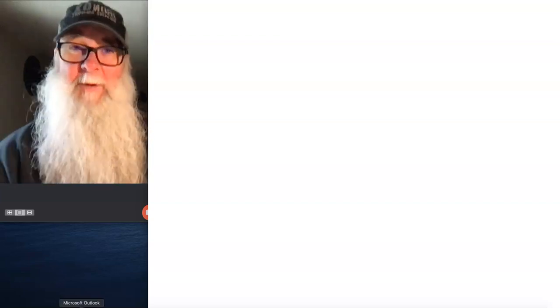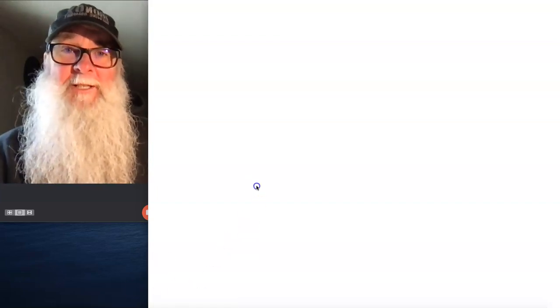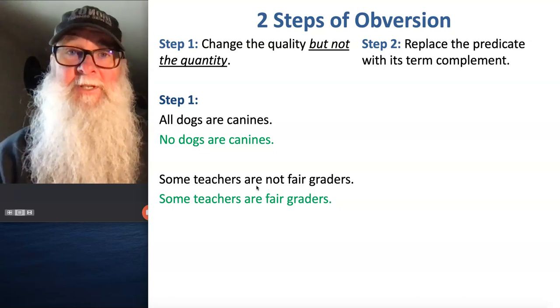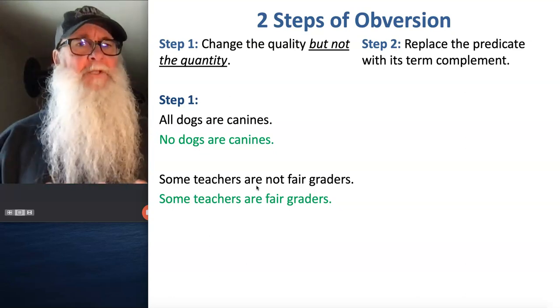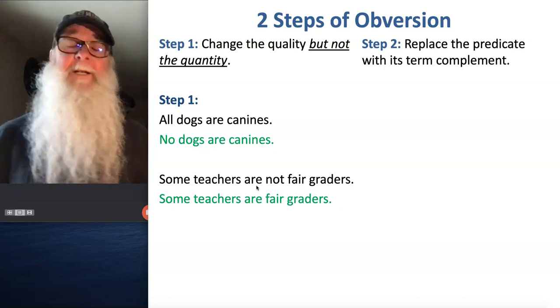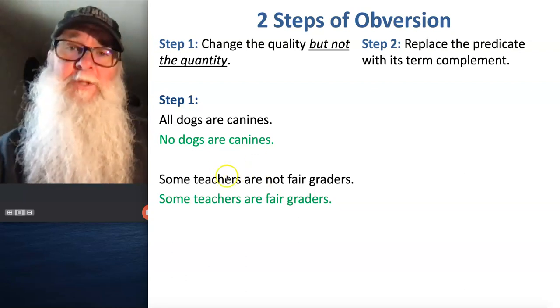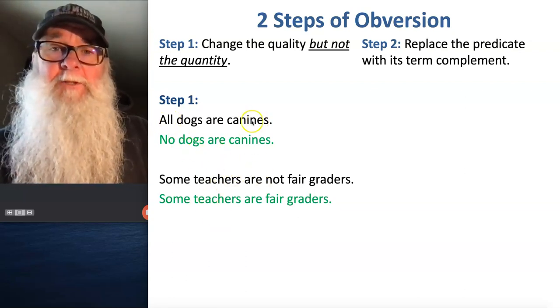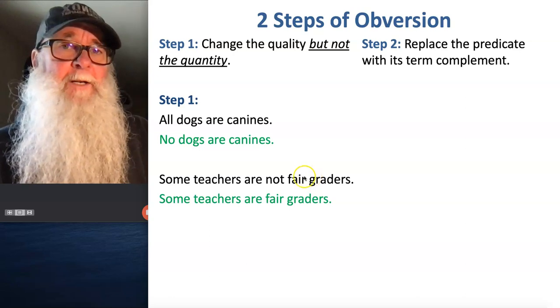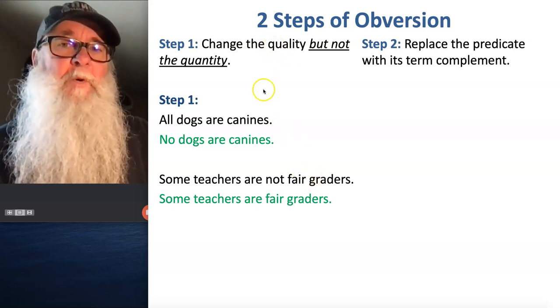All right, let's finish up our discussion of obversion. Now remember, obversion has two steps. The first step is to change the quality but not the quantity of the statement that we're working with. So we started off with these two statements: All dogs are canines and some teachers are not fair graders. And to change the quality but not the quantity, we did this.